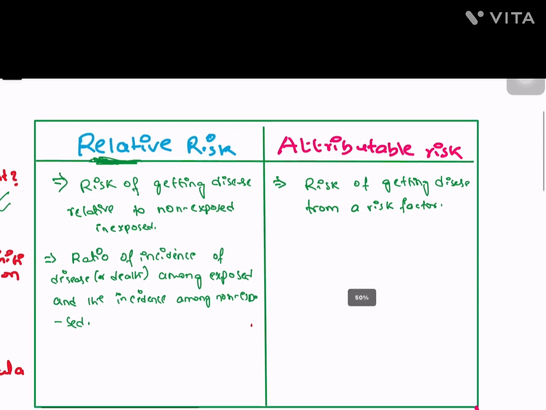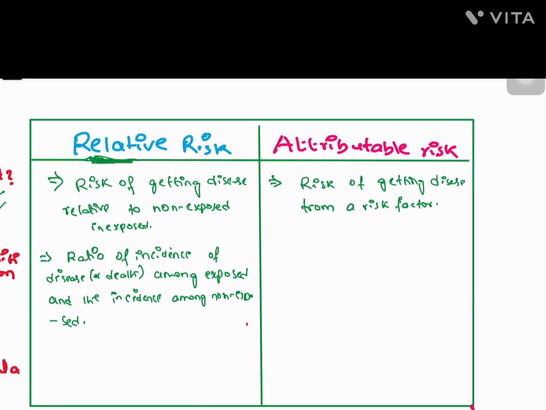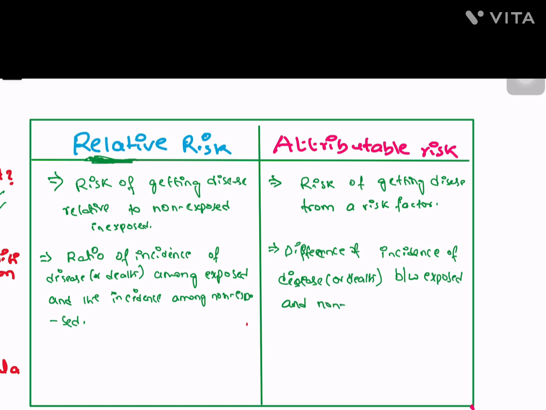Okay. Next is attributable risk. So what is the definition of attributable risk? It is the difference of incidence of disease or death between the exposed and non-exposed group.